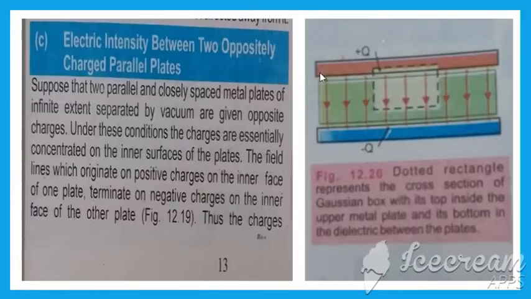So look at the direction of the electric field lines. These electric field lines are directed from the positively charged plate to the negatively charged plate, in this direction. The field lines which originate on positive charges on the inner surface of one plate terminate on negative charges on the inner surface of the other plate.